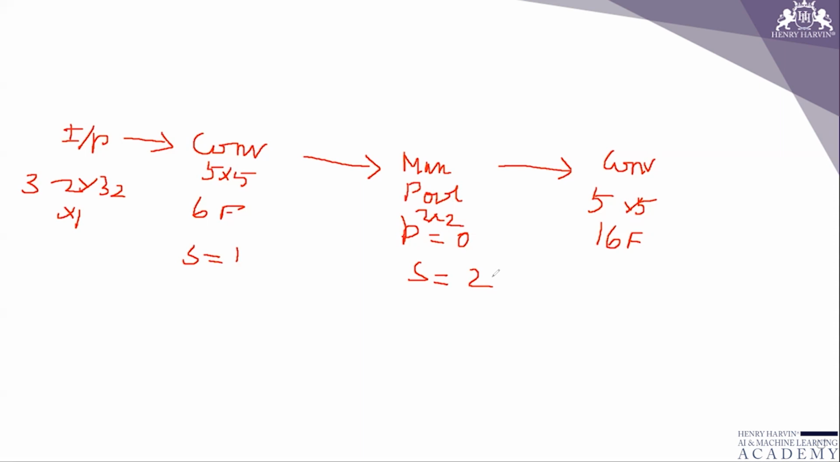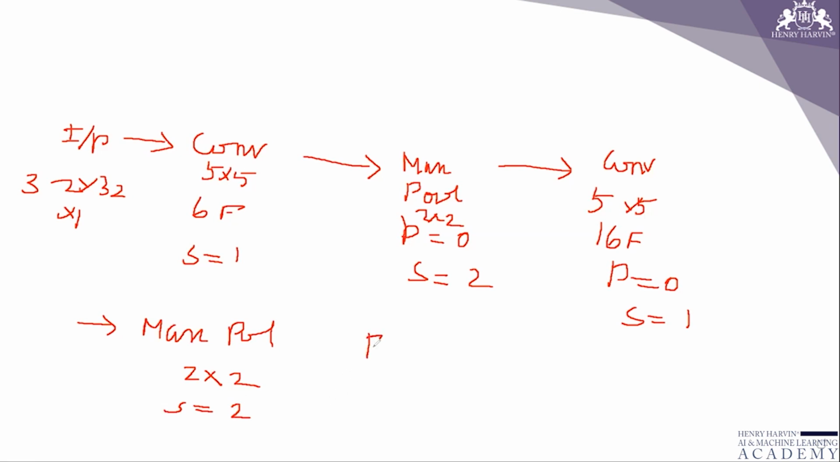And then we have convolution. In this convolution, what we have is 5 cross 5, and it has 16 filters, and then P is equal to 0 and S is equal to 1. So I'm continuing with this. Then what is the next one? Again, it is going to be maximum pooling, 2 cross 2, and then stride is equal to 2. And then we have a fully connected layer.